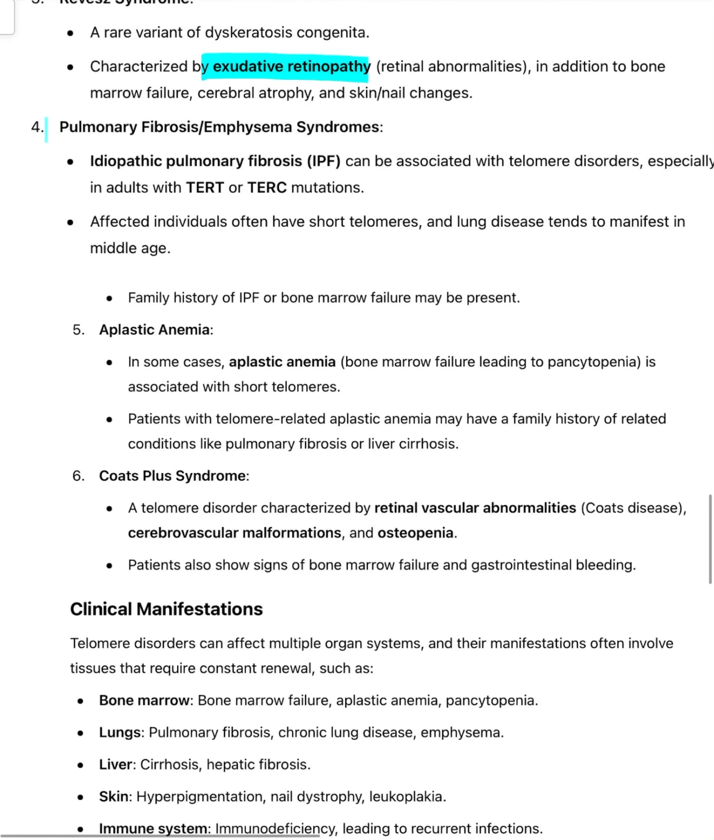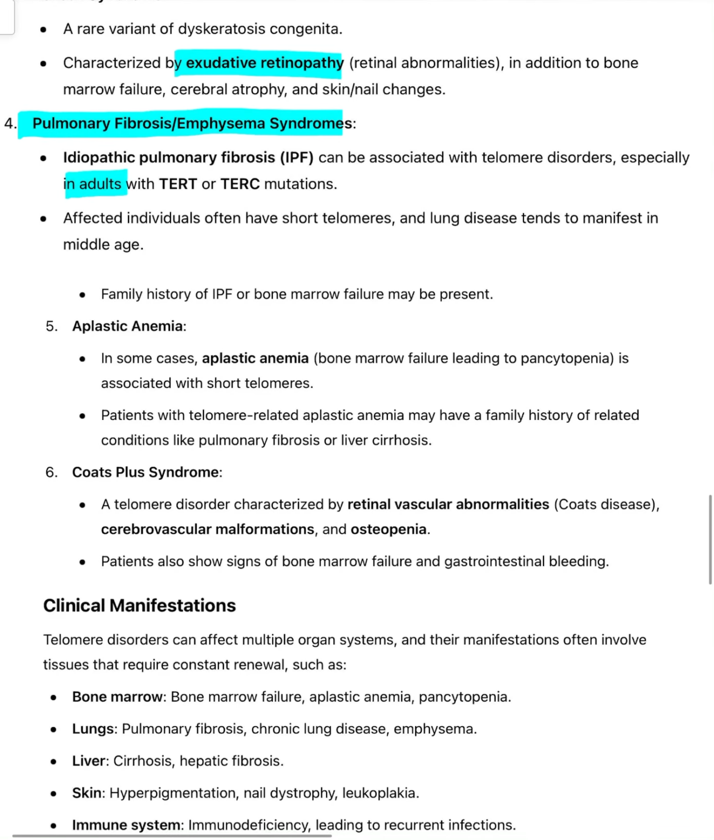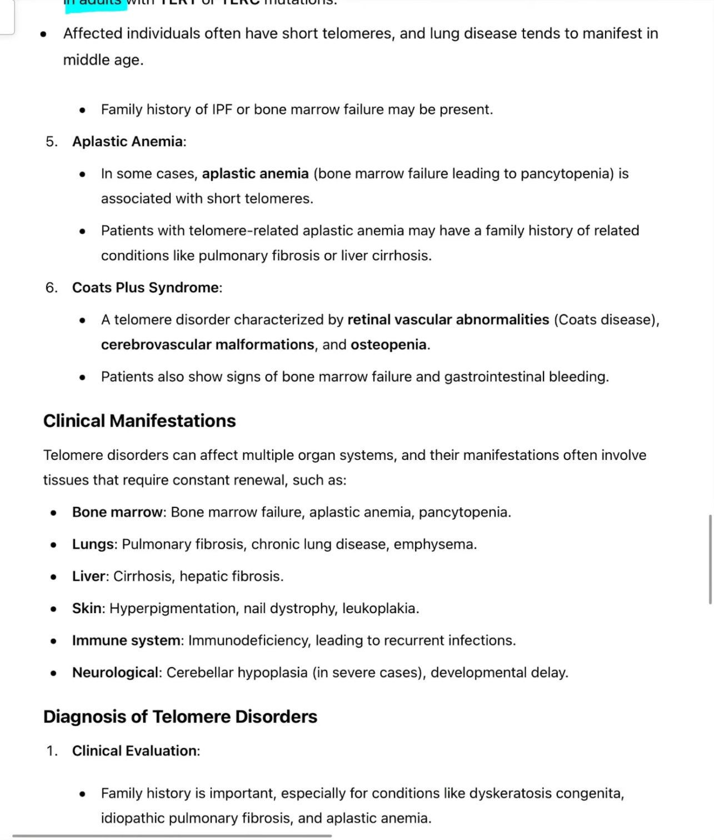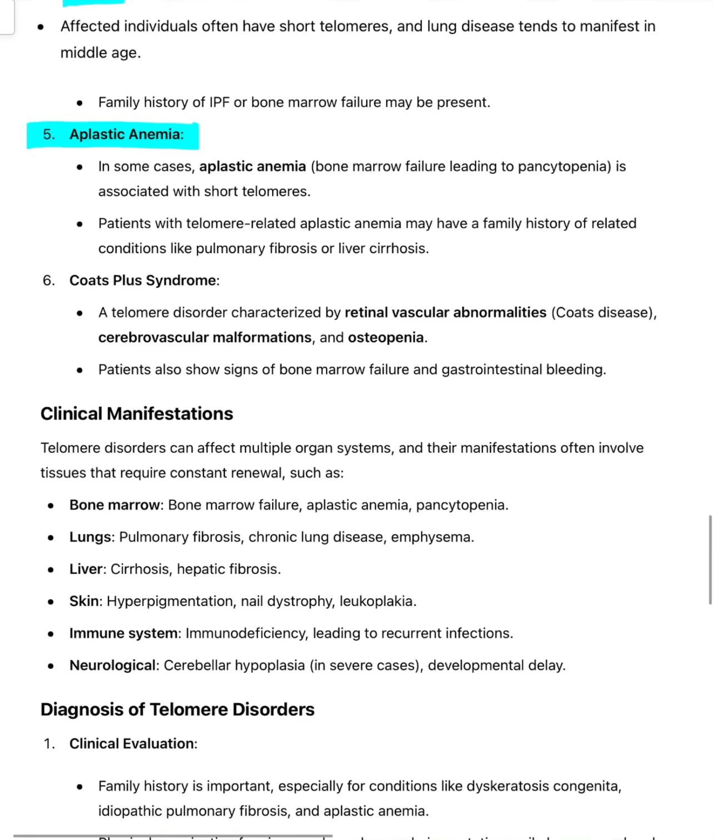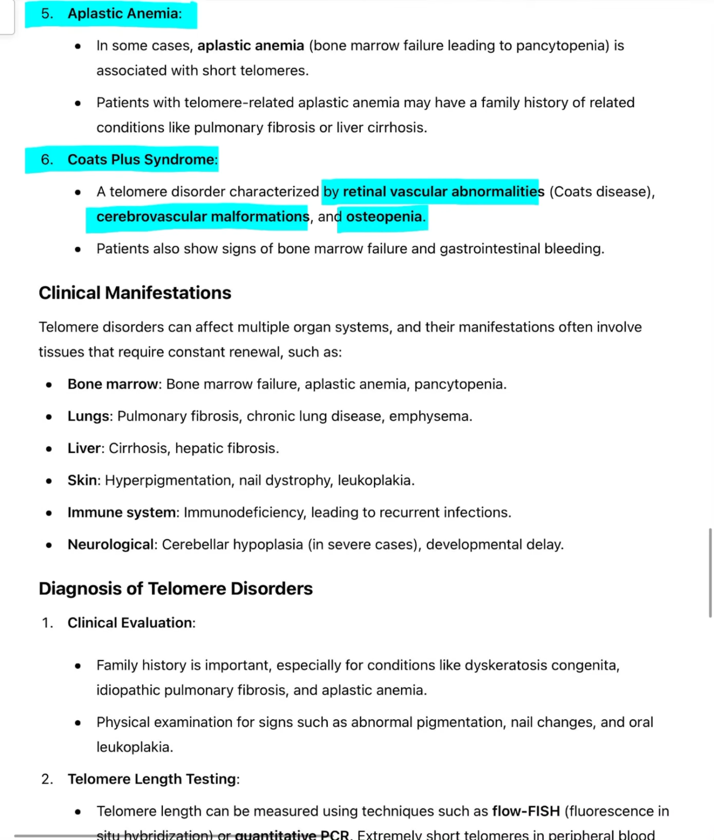Next is pulmonary fibrosis or emphysema syndrome, which mostly presents in adults with mutations in TERT and TERC genes. Next is aplastic anemia and Coats plus syndrome. Coats plus syndrome is characterized by retinal vascular abnormalities, that is Coats disease, cerebrovascular malformation and osteopenia. Other than that, the patient might also have bone marrow failure and gastrointestinal bleeding.